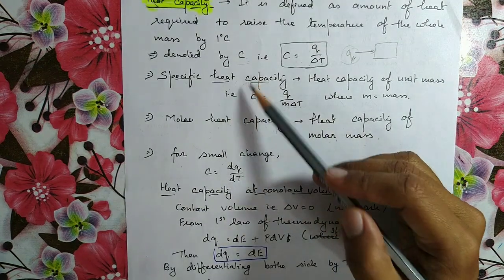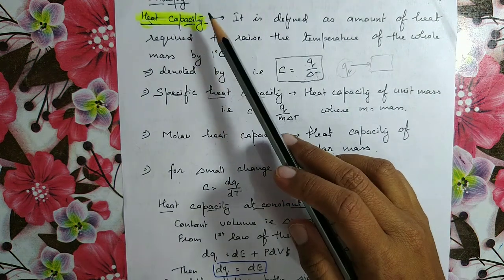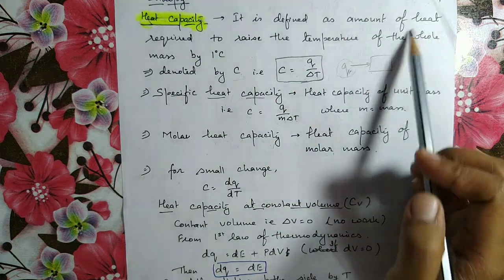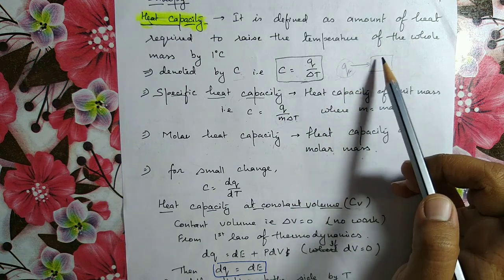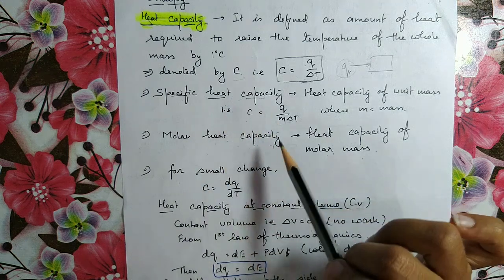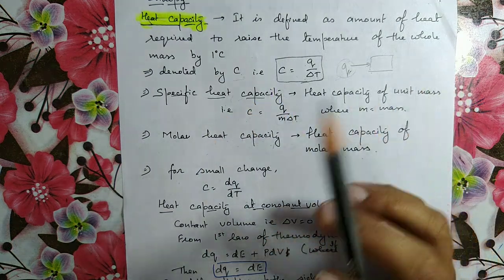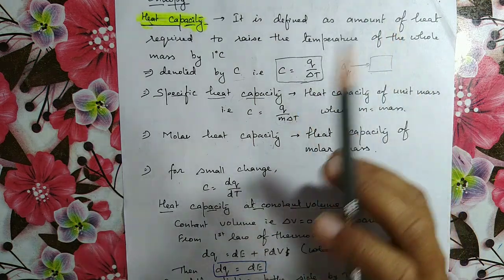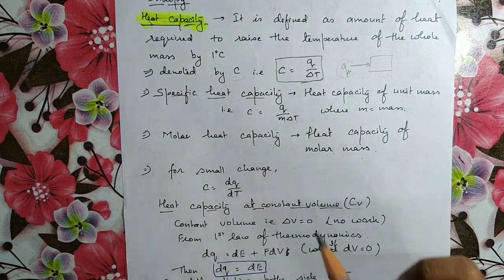Specific heat capacity and molar heat capacity are intensive properties, but heat capacity is an extensive property. It depends upon the amount. If you change the amount of the whole mass, the whole system, then the heat required to raise the temperature by 1 degree will be different. But specific heat capacity and molar heat capacity are intensive properties, because here the amount of substance, the amount of matter, is specified. In this case it is unit mass, in this case it is 1 mole.